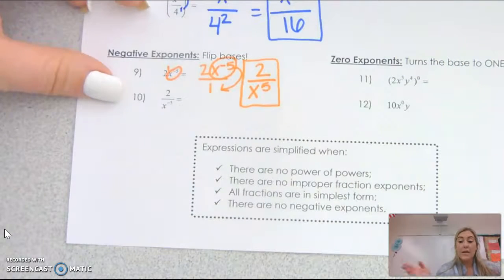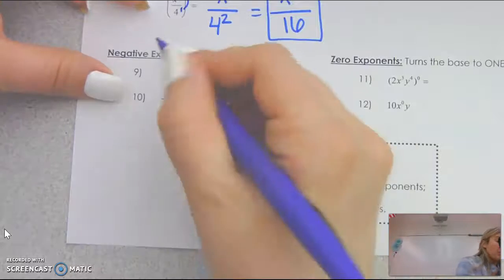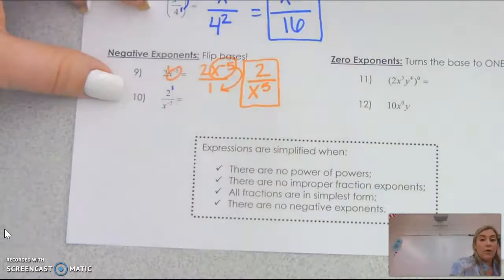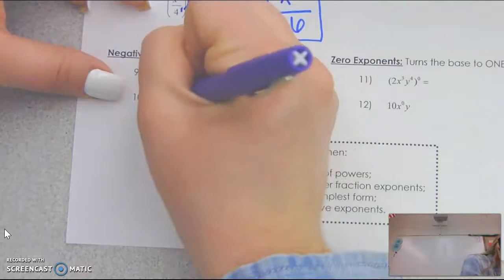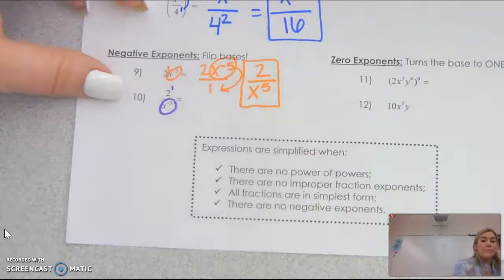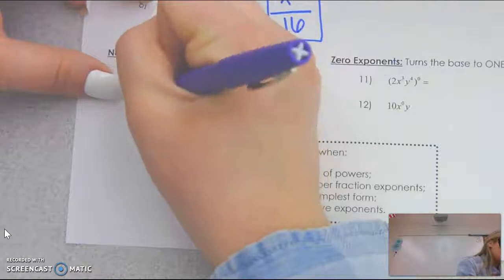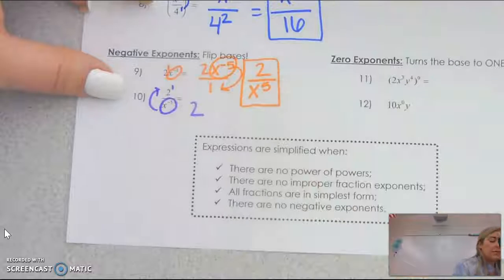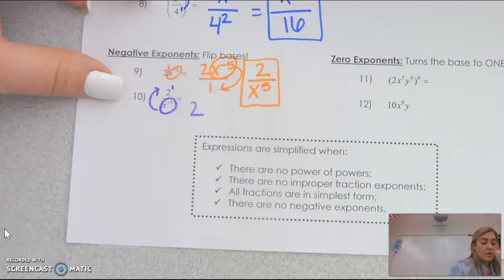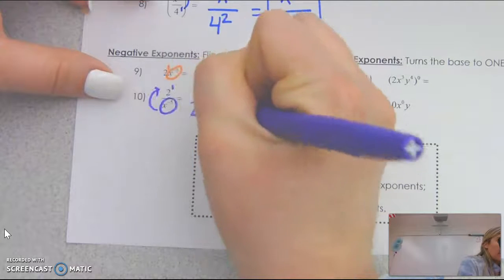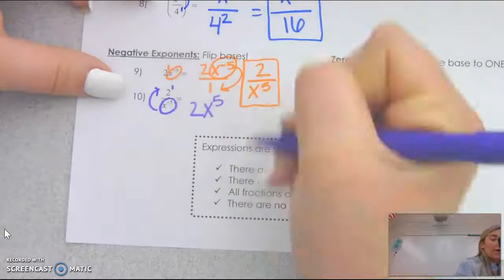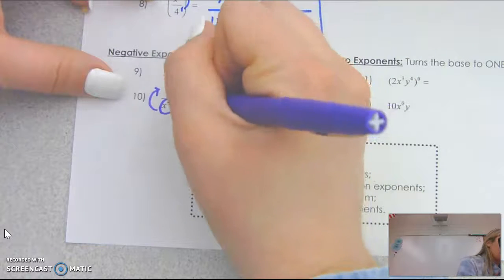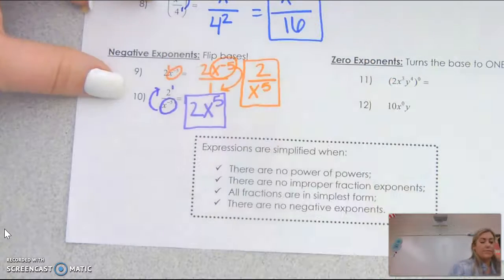If we look at number 10, it's very similar. So I have a 2, remember, that has an exponent of 1, which is positive, but x to the negative 5th on bottom needs to move to the top to make it positive. I'm going to rewrite my 2 because that doesn't need to change. And I'm going to take my x and move it to the top so it has a positive exponent now. So that is my answer.